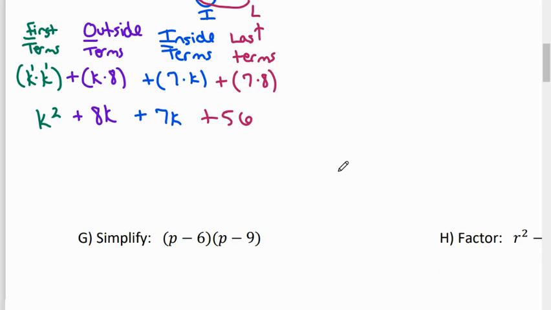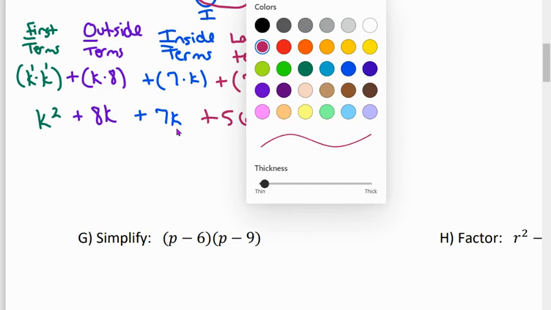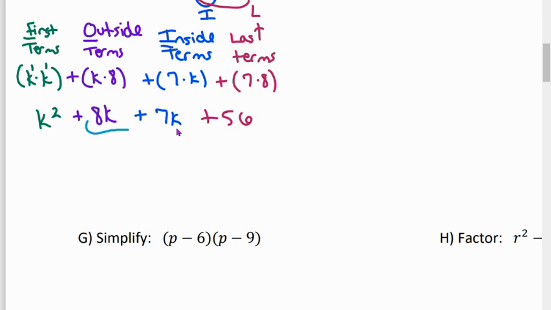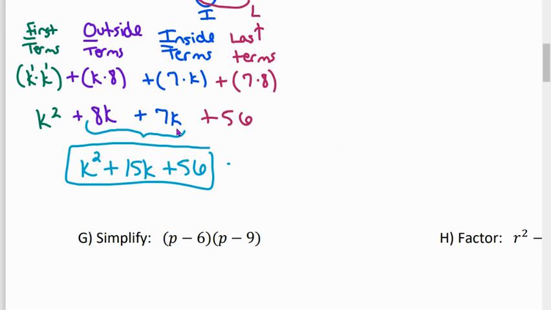All right, so once you multiply the first terms, outside terms, inside terms, and last terms together, the middle terms are like terms. So then you need to combine your like terms. So when I combine my like terms, I get 15k, but the k squared does not change. These are both positive, so it's a positive 15. This is a positive 56. And we get our trinomial, which is our product.